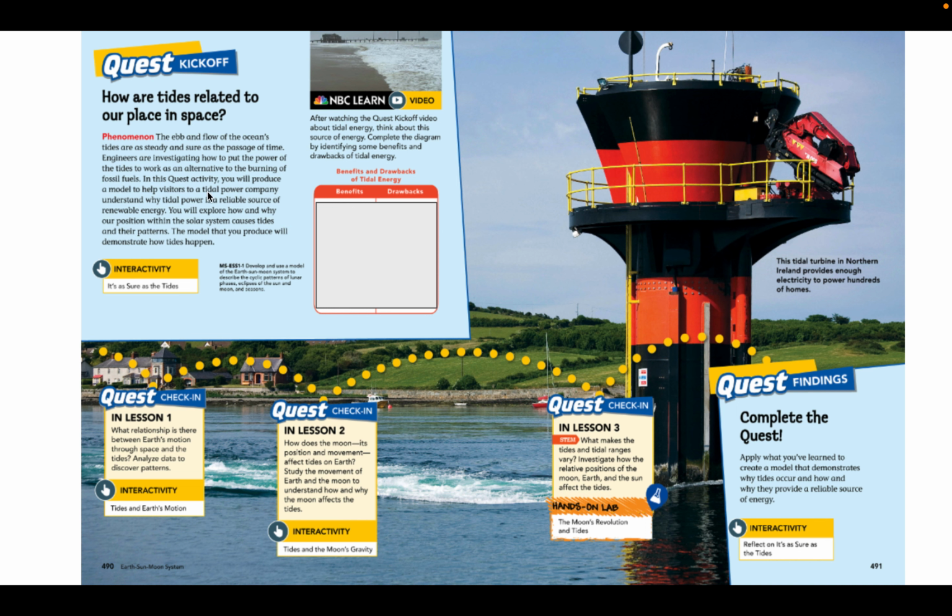Okay. So it says, the ebb and flow of the ocean's tides are as steady and sure as the passage of time. Engineers are investigating how to put the power of the tides to work as an alternative to the burning of fossil fuels. In this quest activity, you will produce a model to help visitors to a tidal power company understand why tidal power is a reliable source of renewable energy. You will explore how and why our position within the solar system causes tides and their patterns. The model that you produce will demonstrate how tides happen.